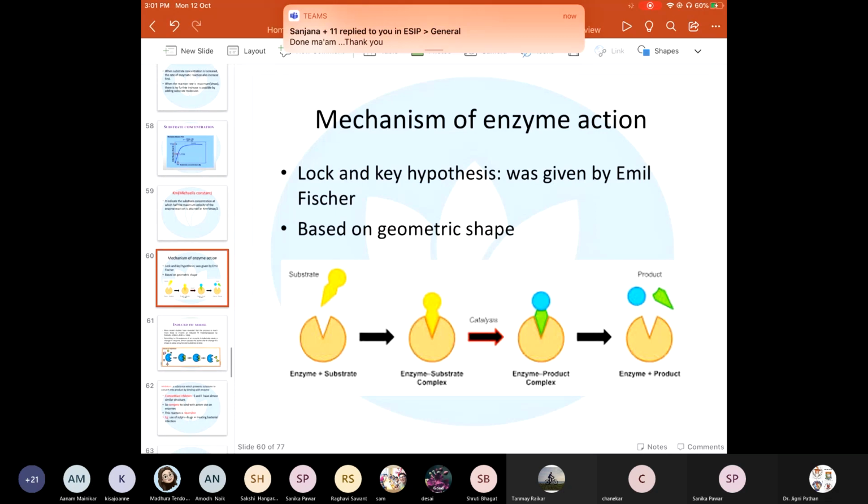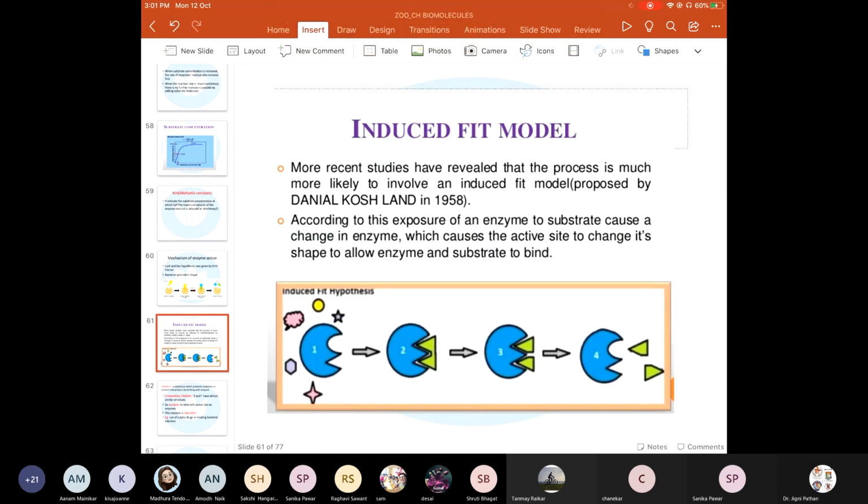Okay, fine, done. So this is all about induced fit theory. Now everybody please go through this lock and key and induced fit theory before we move to the next.